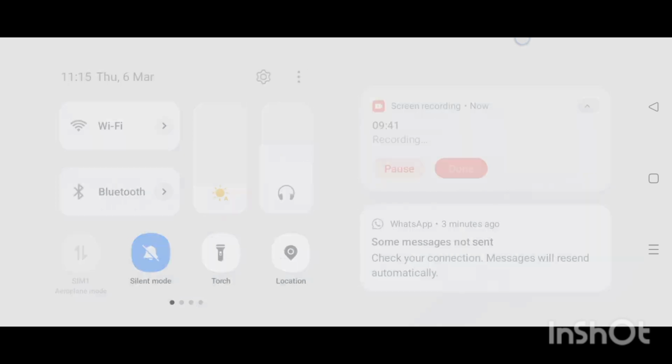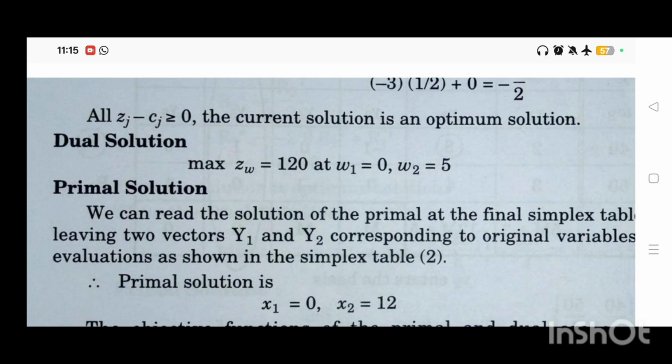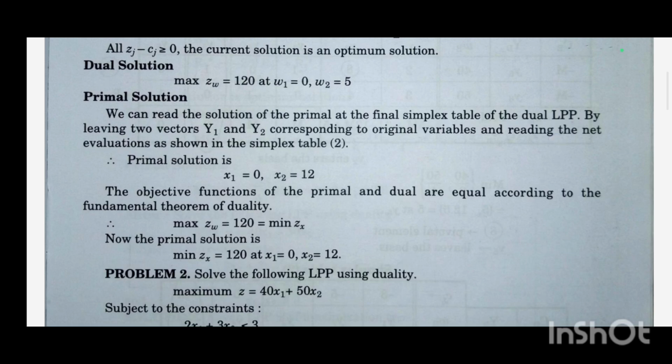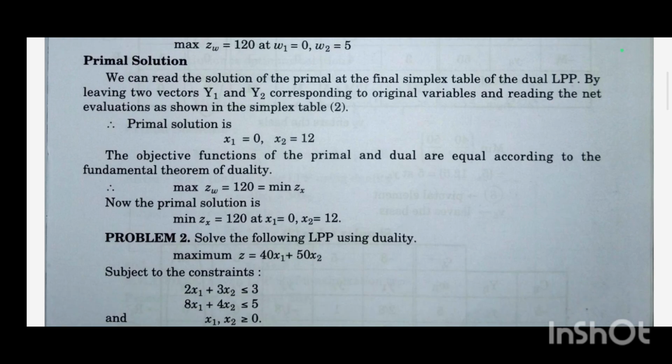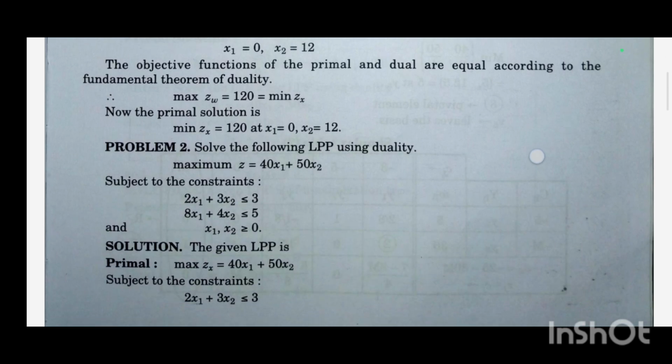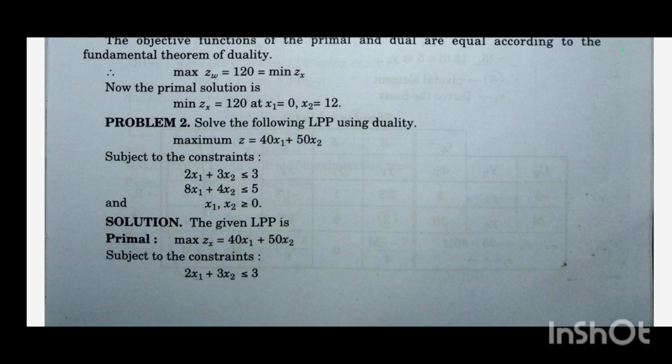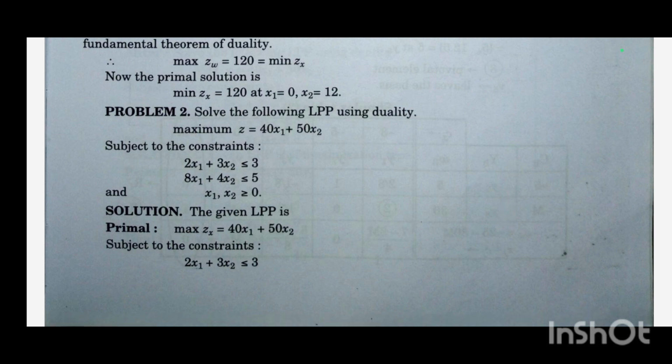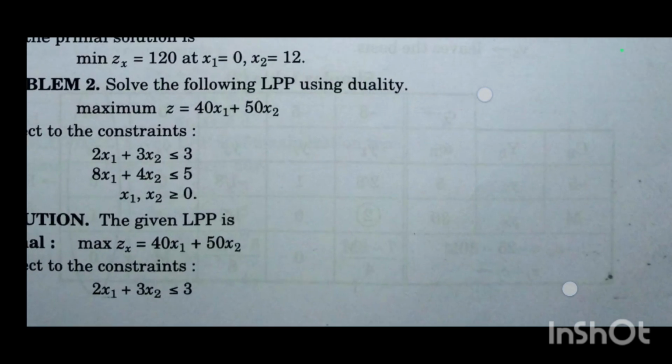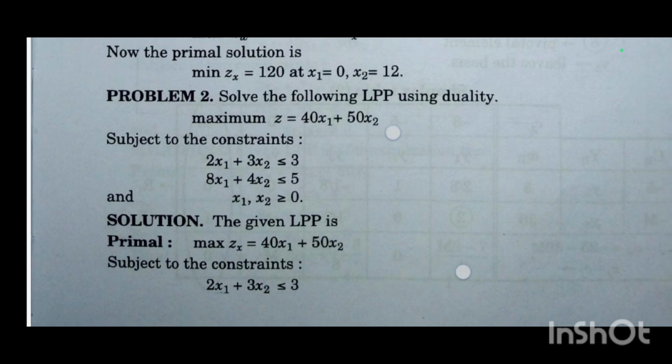Next, the primal solution also gives the same. Okay, this is how you have to prepare and also calculate. Just do the second problem as your homework for understanding purpose.